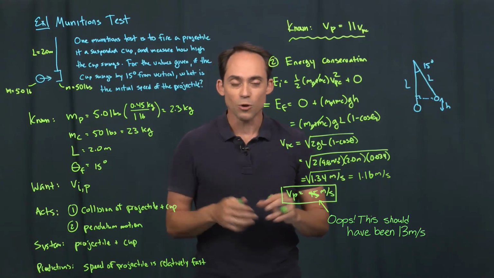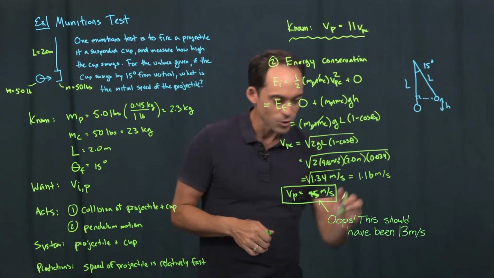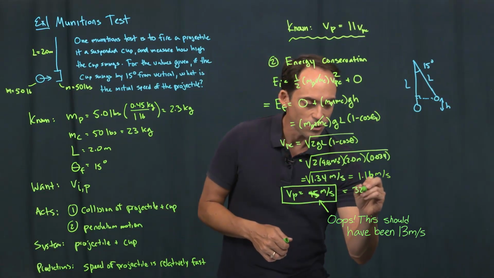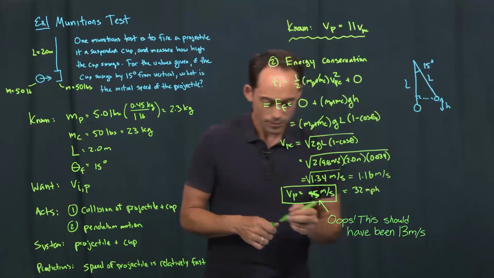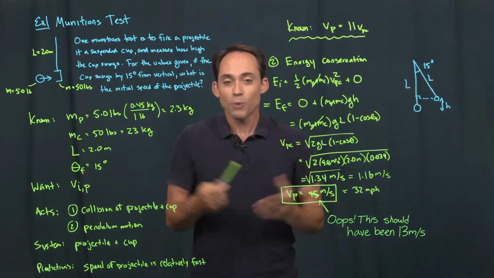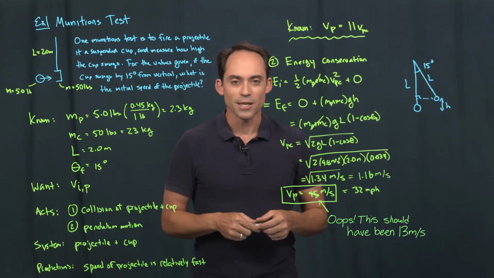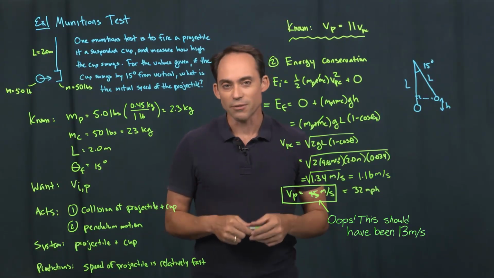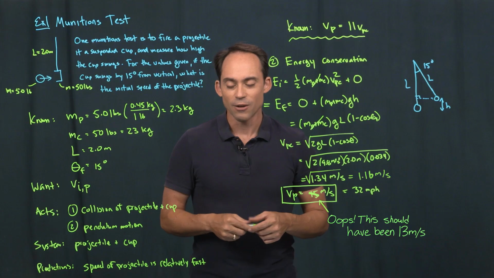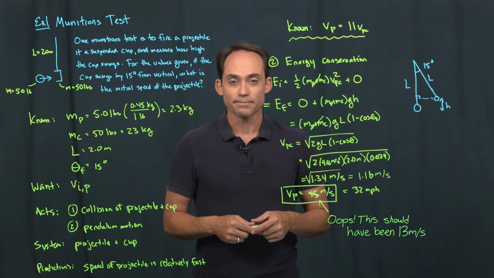Now, just to get an idea whether this matches our predictions, 15 meters per second, there's about 2 or so miles an hour per meter per second, so this works out to be about 32 miles per hour. And indeed, that seems like a relatively fast speed for a projectile, particularly something that's 5 pounds. So that's at least qualitatively consistent with the expectation we had for this projectile motion.